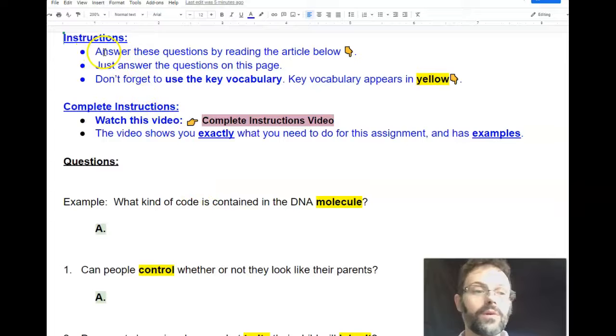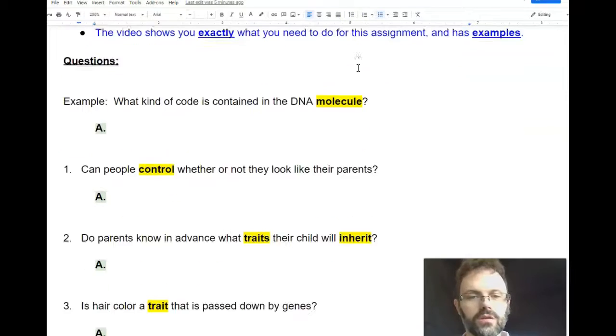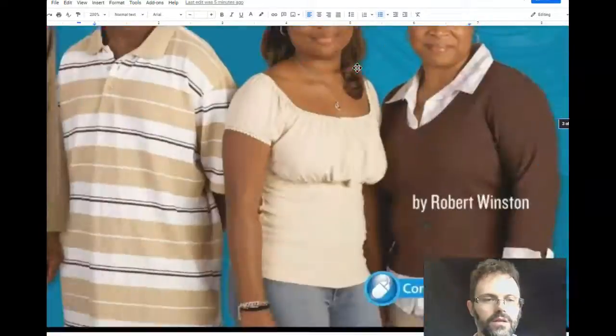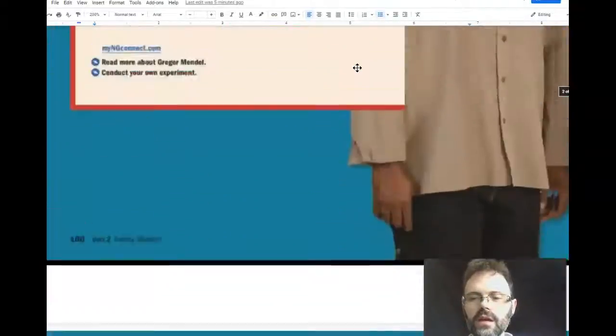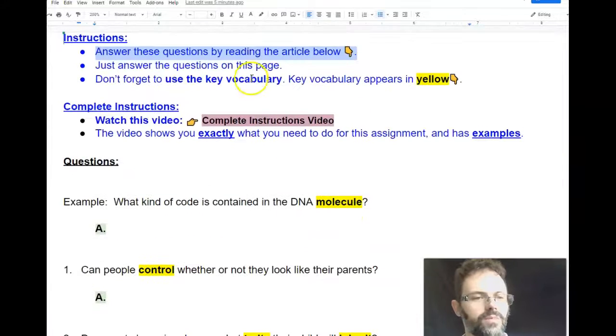When you do vocabulary questions, you're just going to answer the questions by reading the article below. So your article is down here. This one is about genes. And you read the article and you find the answers to the questions on this page. So just answer the questions on this page. When you do that, don't forget to use the key vocabulary. Key vocabulary appears in yellow.